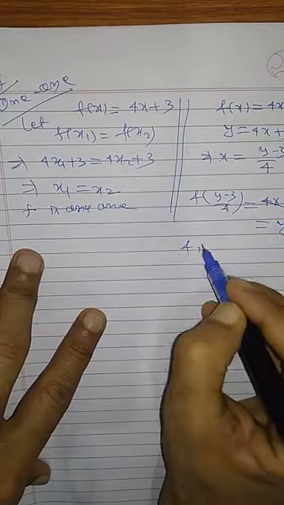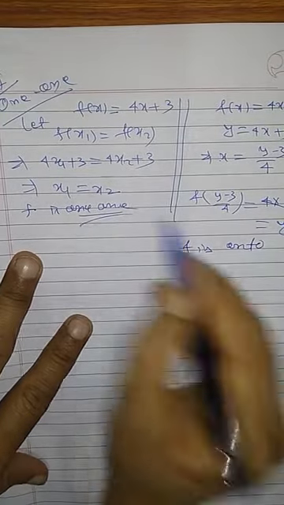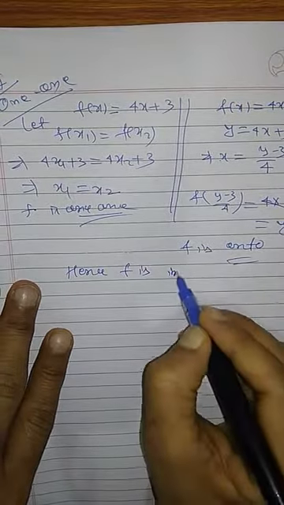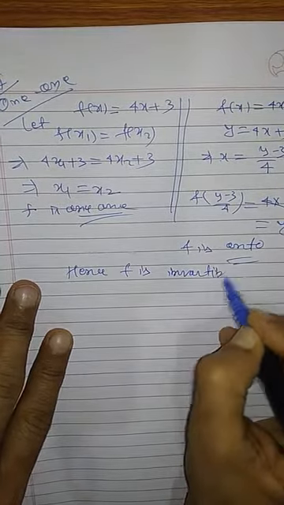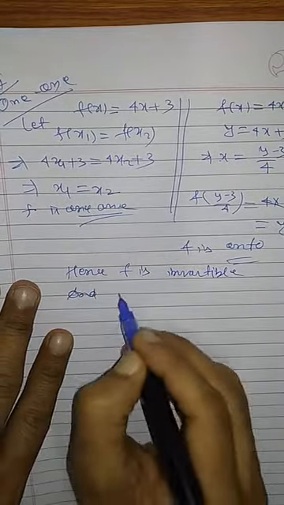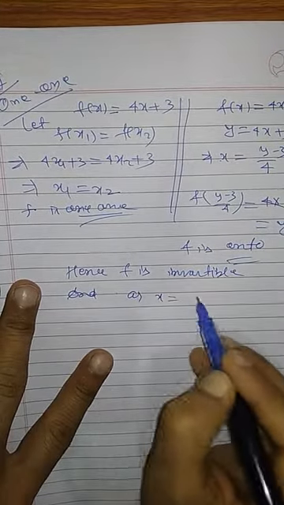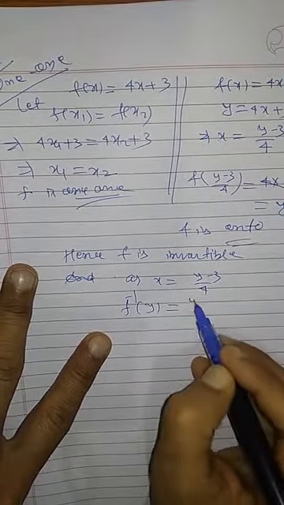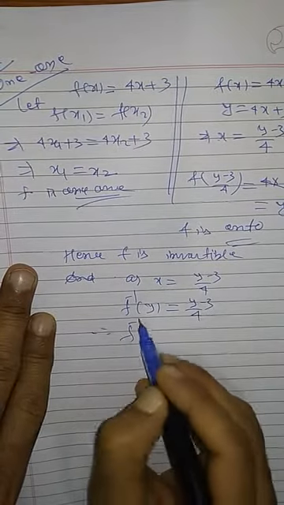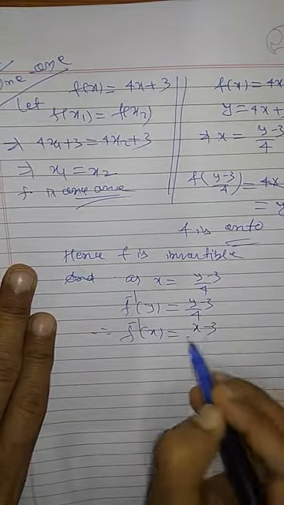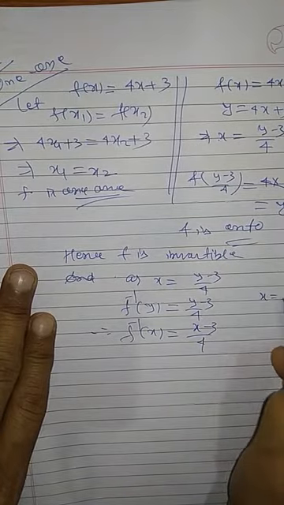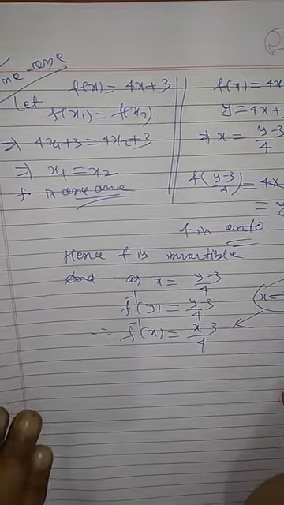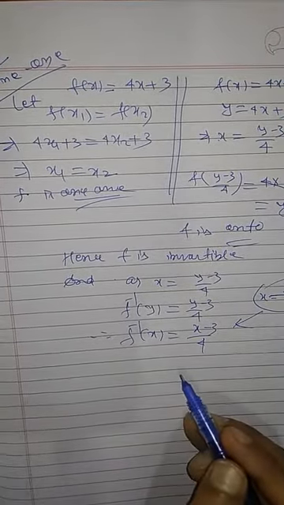So f is one-one and onto, hence f is invertible. And as x is equal to (y minus 3) upon 4, that means f inverse of y is equal to (y minus 3) upon 4. Therefore f inverse of x is equal to (x minus 3) by 4, where y changes to x. Okay, in this case. Clear? This is an alternate procedure of the same question.